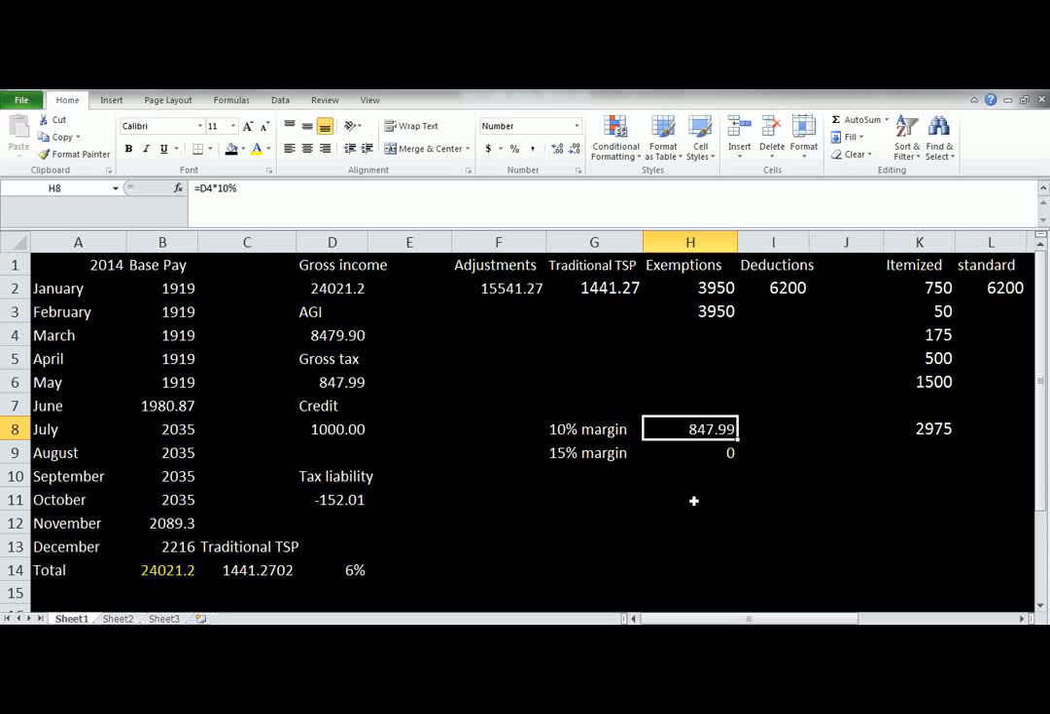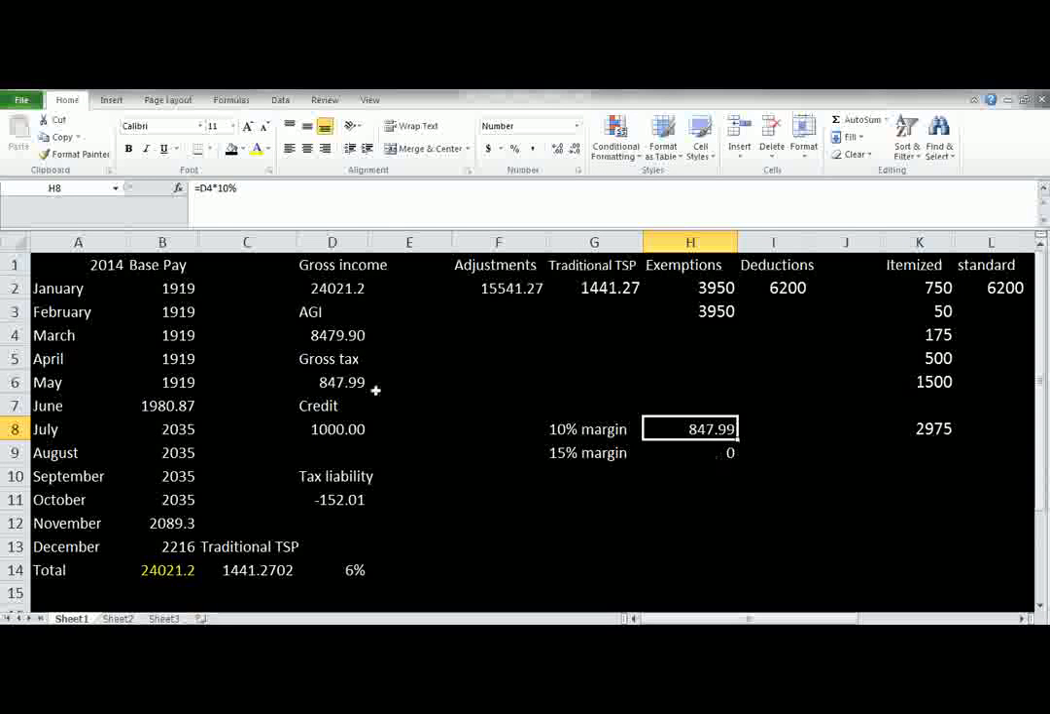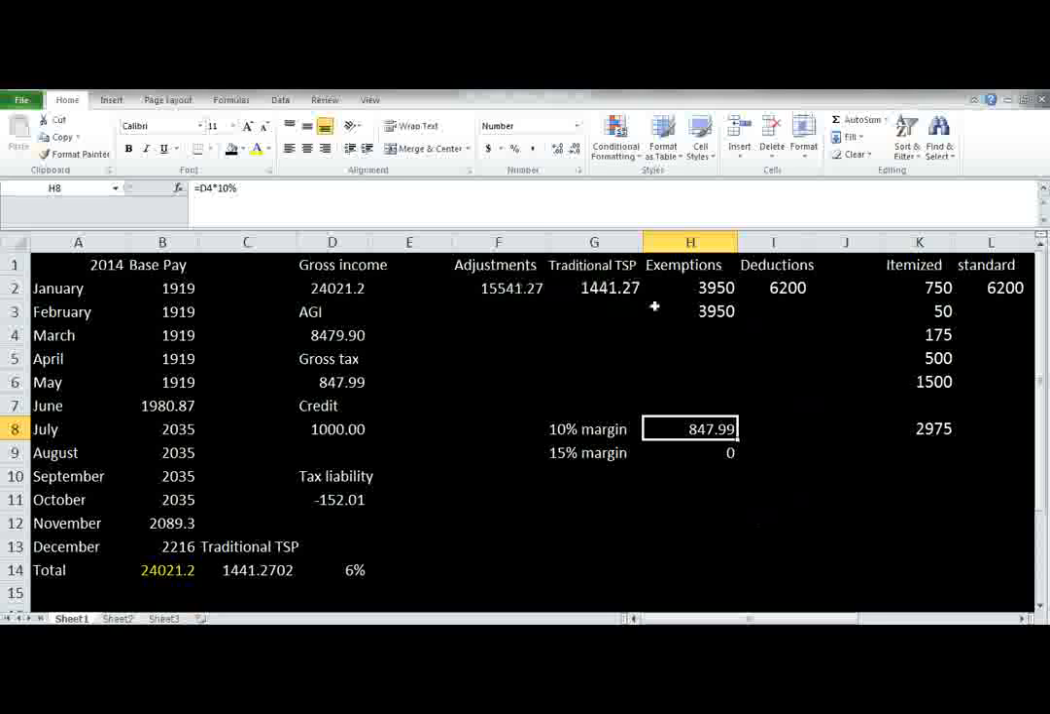So, in the last video, I talked about how the traditional TSP is tax deferred and how you can use that to lower the amount of taxes that you owe and pay throughout the year. So a quick review, I did make a couple of changes to this. I annotated this, that this is what you're paying in the 10% margin, this is what you're paying in the 15% margin, because when we started, before we added adjustments, we were paying tax. Snuffy was paying tax in the 15% margin. Now it's down to 0, and it's just in the 10% margin. So this is actually the tax that you owe. I just want to see how it gets there.